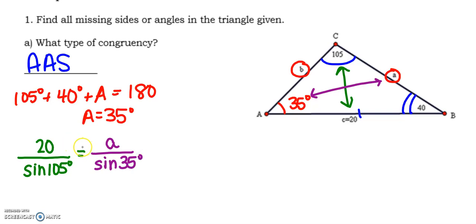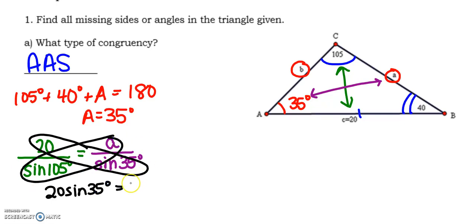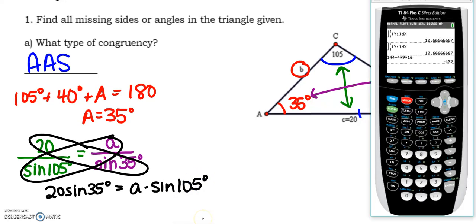Well, now I can use my remembrance of proportions, and I'm going to multiply 20 sine of 35 will be equal to A times the sine of 105. So going to your calculator, you want to make sure you're in degree mode because we're working in degrees. And I'm going to say 20 times the sine of 35 gets me 11.4715. And I'm just going to leave that in my calculator. And I'm going to divide then by the sine of 105 degrees. And I get that A is equal to 11.876.